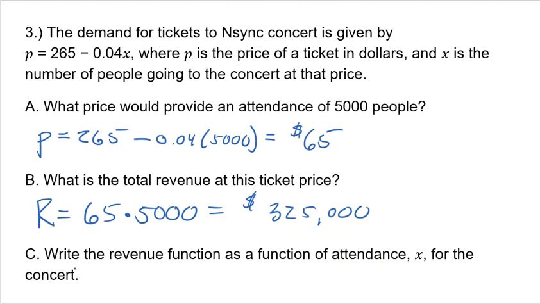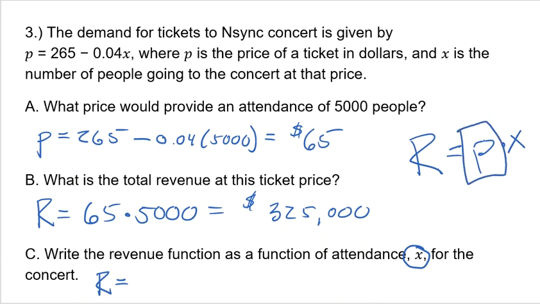All right, so now they want us to write the revenue function as a function of the attendance X. So this is where we got to think about what I mentioned way back in the very beginning. We want a formula for revenue that only contains X. Now remember, the generic formula for revenue is price times X. But we don't want two variables, we want only X. So I need to replace this P with something, and oh my gosh, there it is. The price is 265 minus 0.04x. So that means if I only want X's, I'm going to replace the price of a ticket with the formula I was given, (265 minus 0.04x) times X.